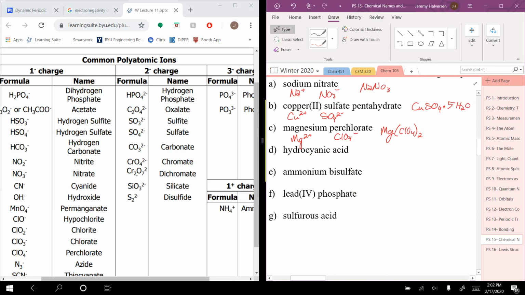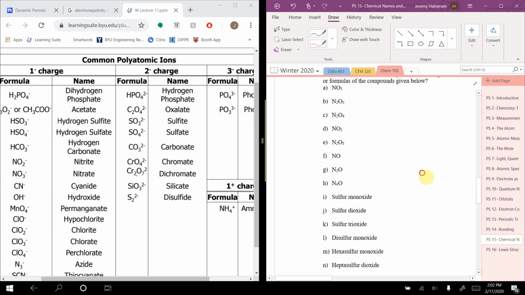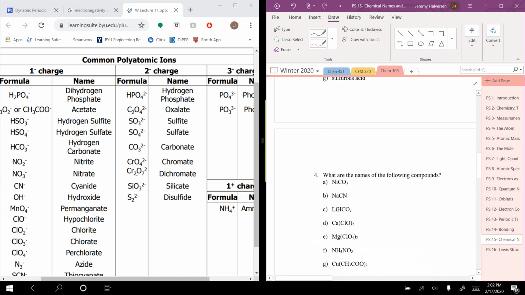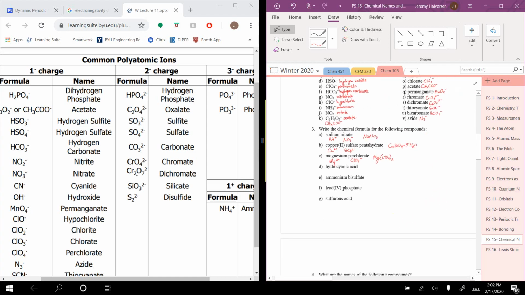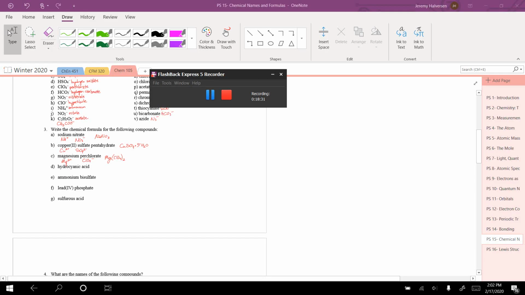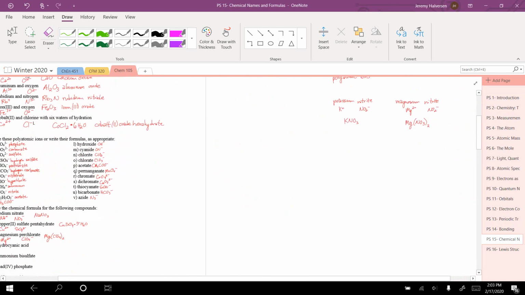Alright, hydrocyanic acid. Let me see the rest of this, because we didn't talk about naming acids, but maybe I'll take the opportunity right now to do a little brief thing about how to name acids. So we have covalent, we have ionic, and then let's do acids.